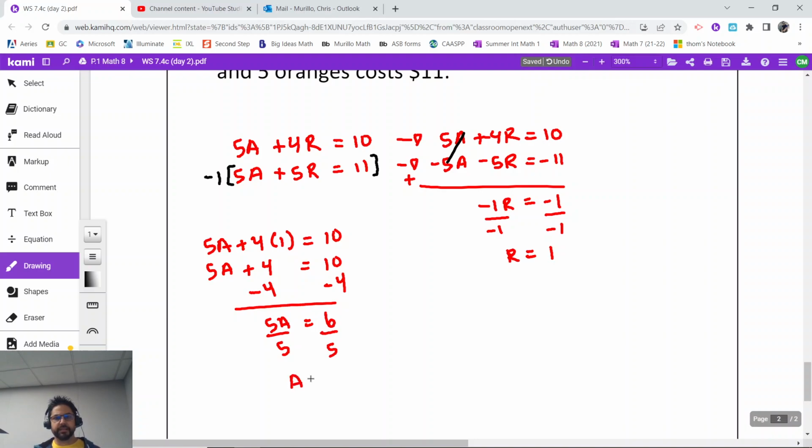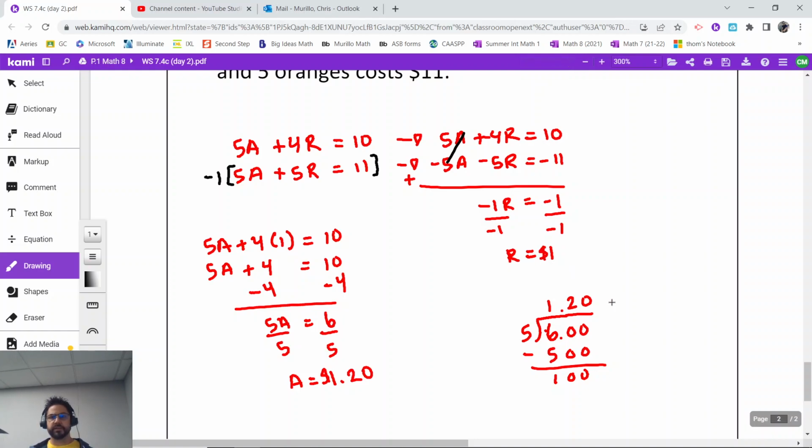So the apple is going to be a little bit more than $1. If you need to do your division, that would look like this, a 6 divided by a 5, which means we need a decimal. 5 into 6 is going to be a 1. 5 into 100 is going to be a 20. So it means an apple is going to be $1.20. An orange is going to be $1.